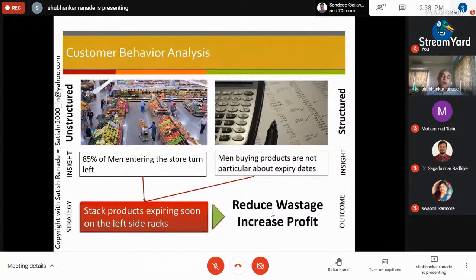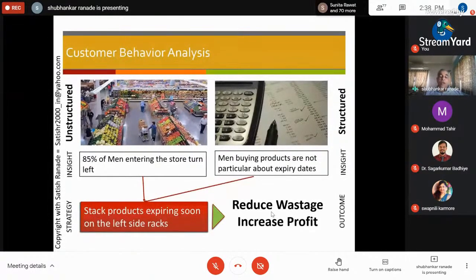Now you may ask me, what is the logic? Again, same thing. There's no logic. It is only observation proven by data over millions of visits by men and women. Now this is the first insight, that 85% of men entering the store turn left, from processing the video clips, which is unstructured data. Obviously, when the men complete the shopping, they use either credit card or debit card, which is structured data.